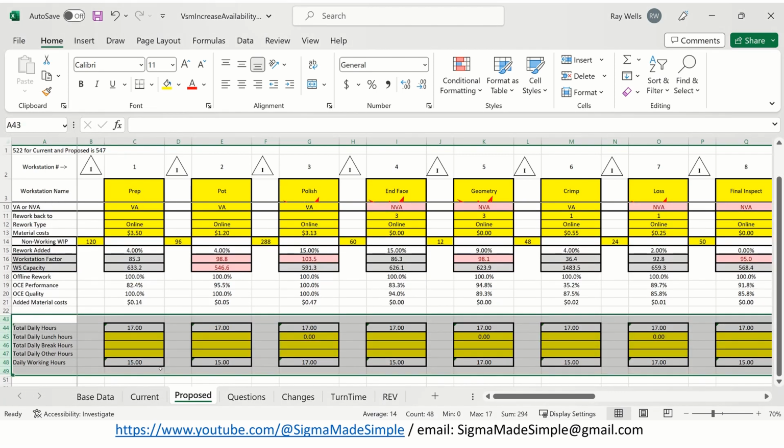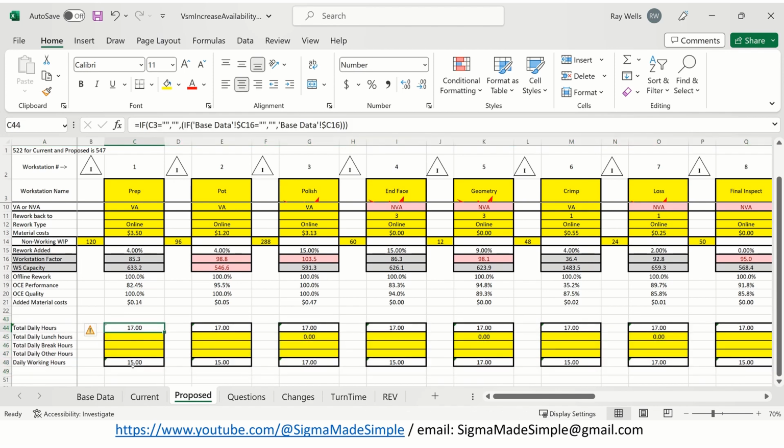then you'll notice that this is the total hours, total daily hours. Then at the bottom, we've got the daily working hours. That comes from your base data tab. But if we decide that we're going to have this workstation covered fully, we can put a 0 in here. And then that changes the daily working hours to 17. We'll do the same for geometry, and then we'll do the same for loss testing.